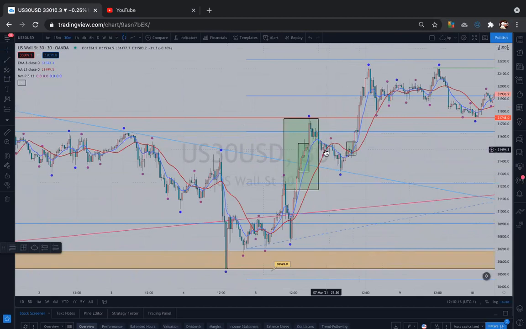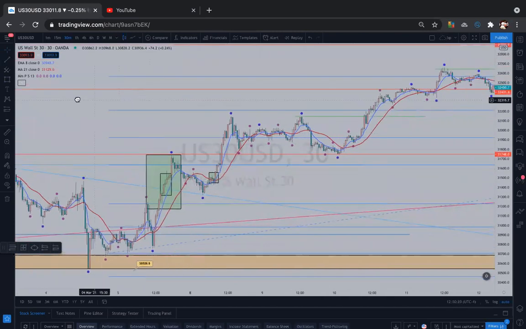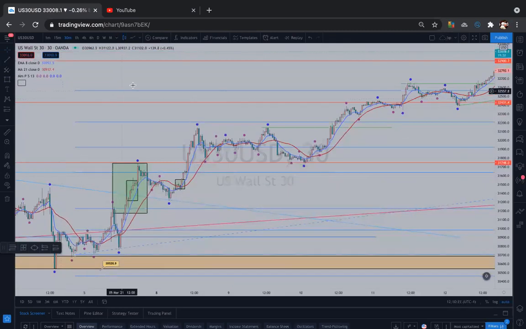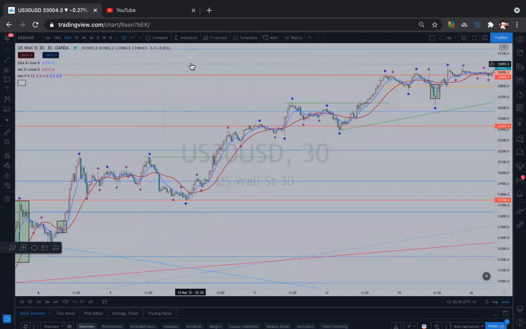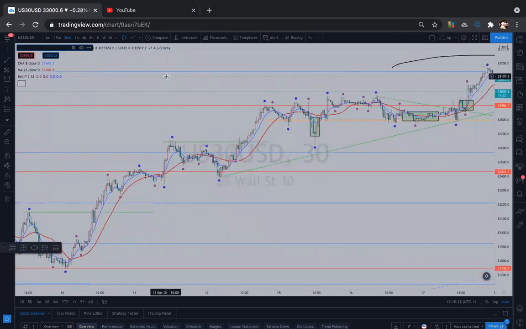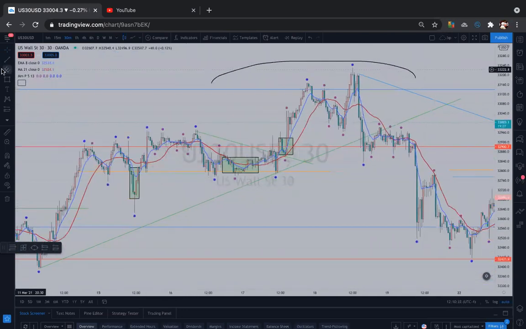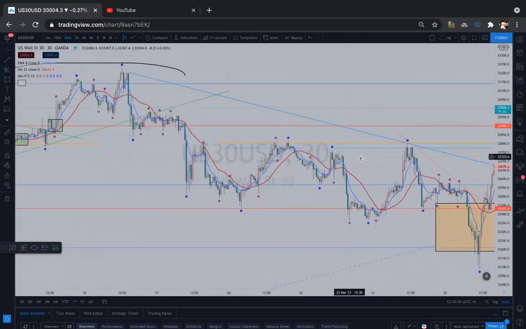Okay. So could you show me an example of how you use the replay tool to backtest? Say that one more time. I said, can you show me an example of where you use the replay tool to backtest? Yeah, I can show you.